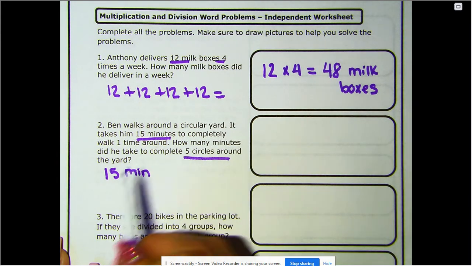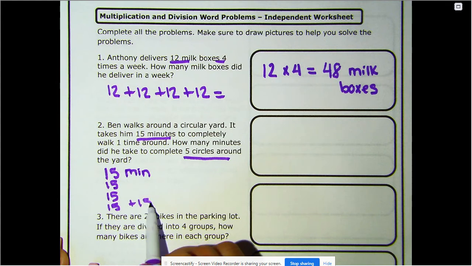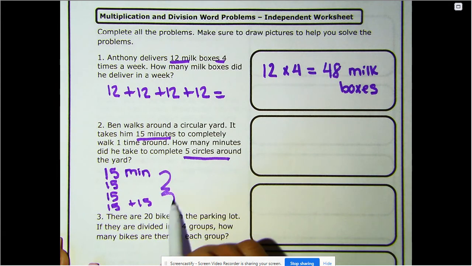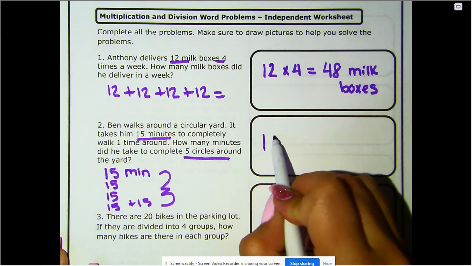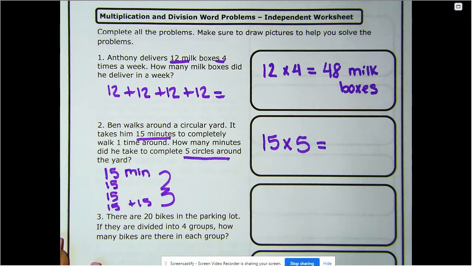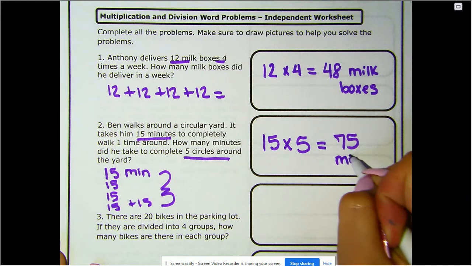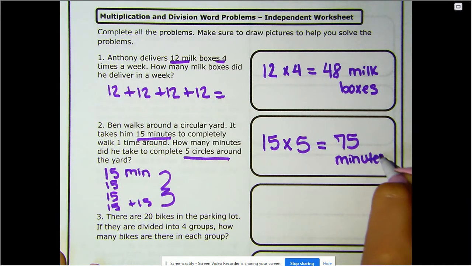So that was 1. Another 15 is 2, 3, 4, and then another one, 5. So I can add all of those up together. Or again, the quicker way is going to be to multiply. So we're going to do 15 times 5 to figure out my answer. And that number is 75. So it would take him 75 minutes to walk around 5 times.